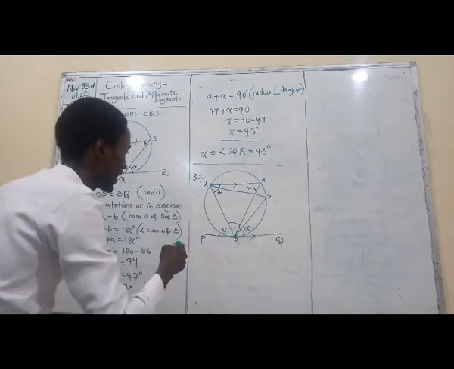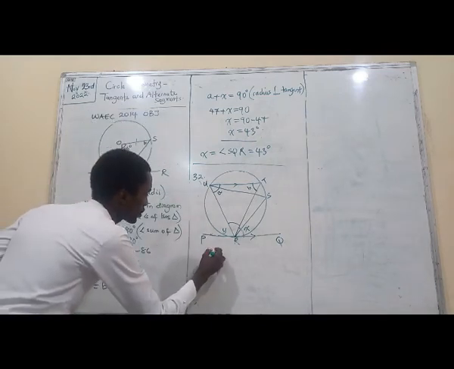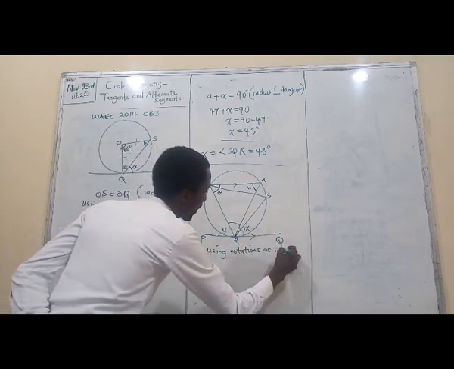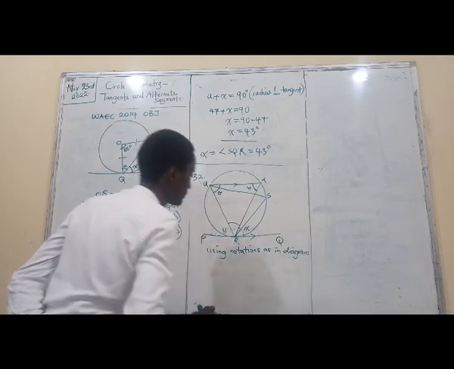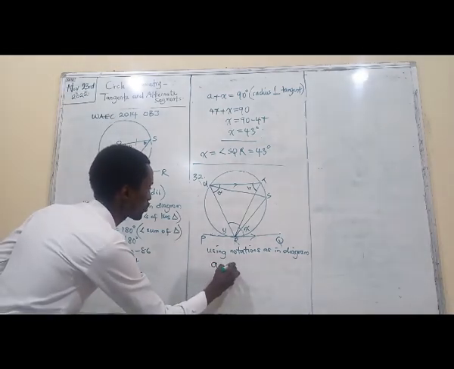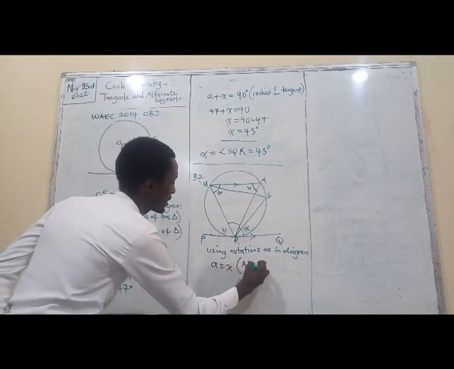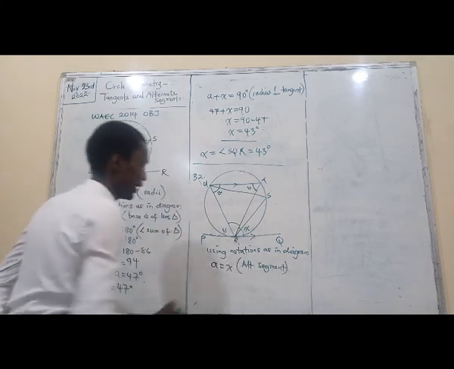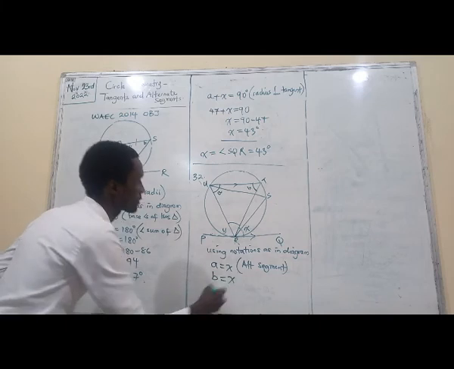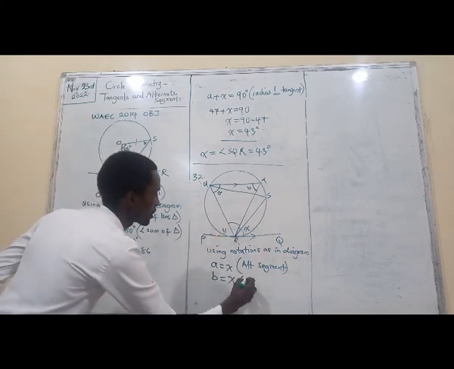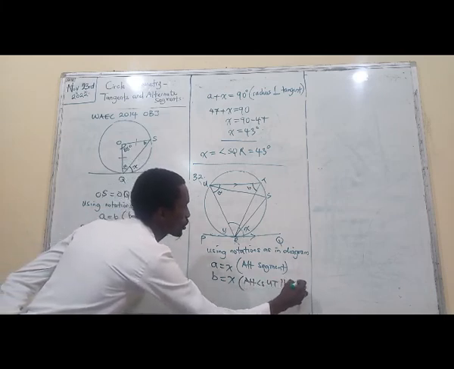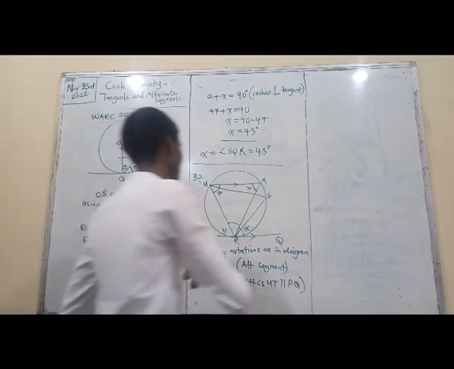So, I'll look at the diagram and say that, using notations on the diagram, we can say that A is equal to X, and the reason is alternate segment. In that same token, I can say that B is equal to X. The reason is alternate angles, since UT is parallel to PQ.